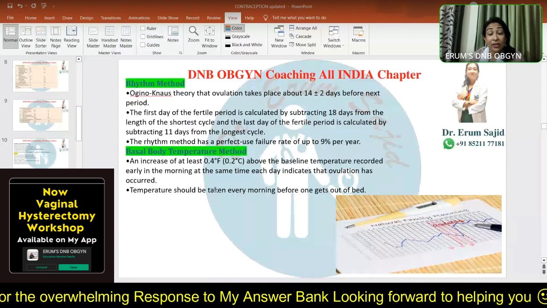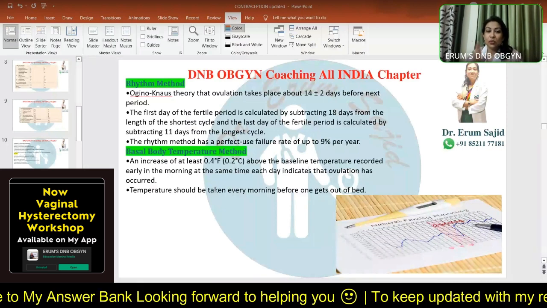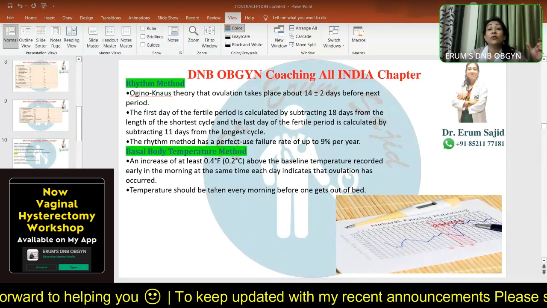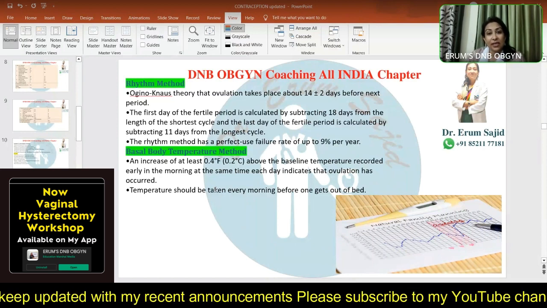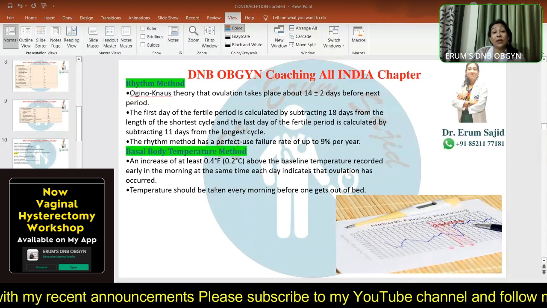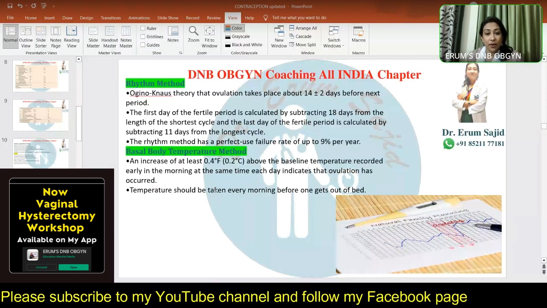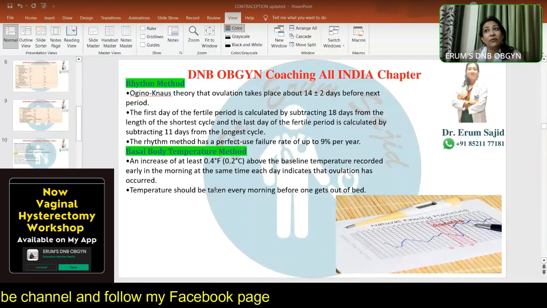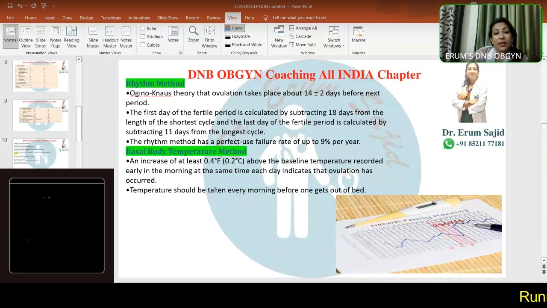So that's the basis of the rhythm method: the first day of the fertile period is calculated by subtracting 18 days from the length of the shortest cycle. Let's not go into that detail, but when you have to write it in the exam, this is what you will write. For example, you had a cycle of not 28 days but 26 days. Just subtract 18 days, so that becomes the day from which you start abstaining from being with a partner. And the last day of the fertile period is calculated by subtracting 11 days from the longest cycle. For example, you had one cycle of 31 days, minus 11, so till day 20 of that cycle you have to be away from each other. So that's the rhythm method.